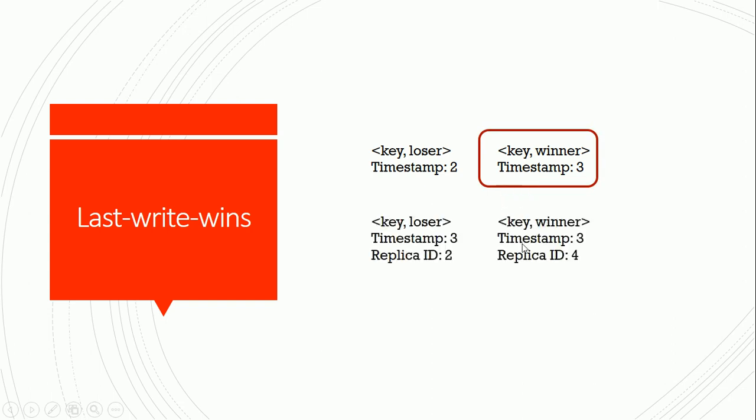If we have 2 versions that have the same timestamp, we use the replication ID. The version with the higher replication ID is the winner version. Using this policy and by sending replicate messages between replicas, we guarantee that all replicas will converge to the same set of key value pairs.